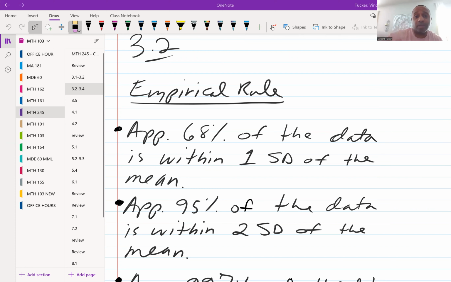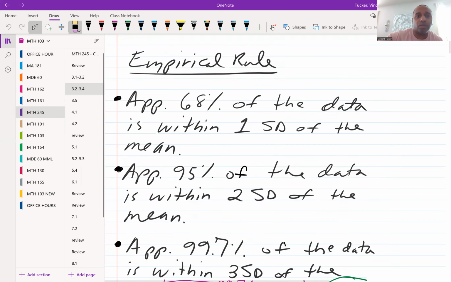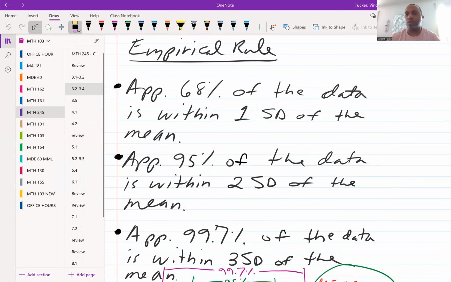If you want to go ahead and start copying notes, this is where we're starting today. 3.2, looking at the empirical rule.